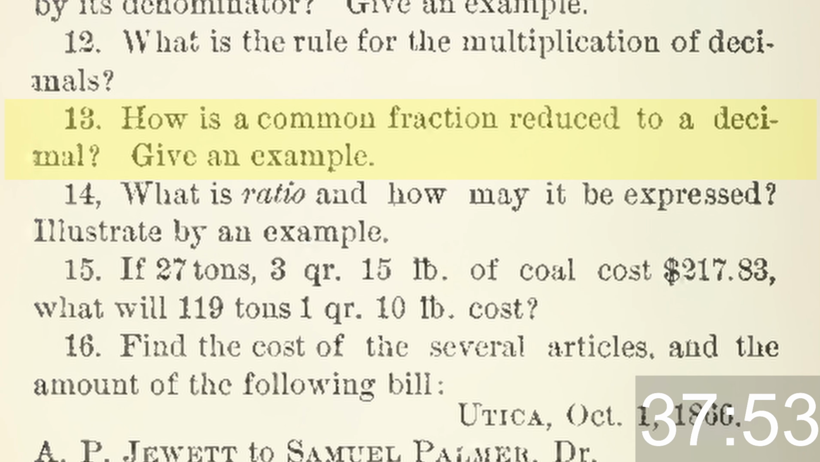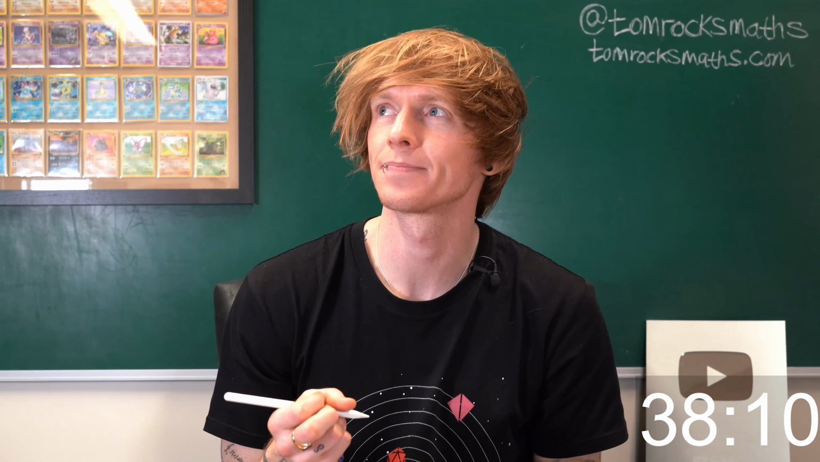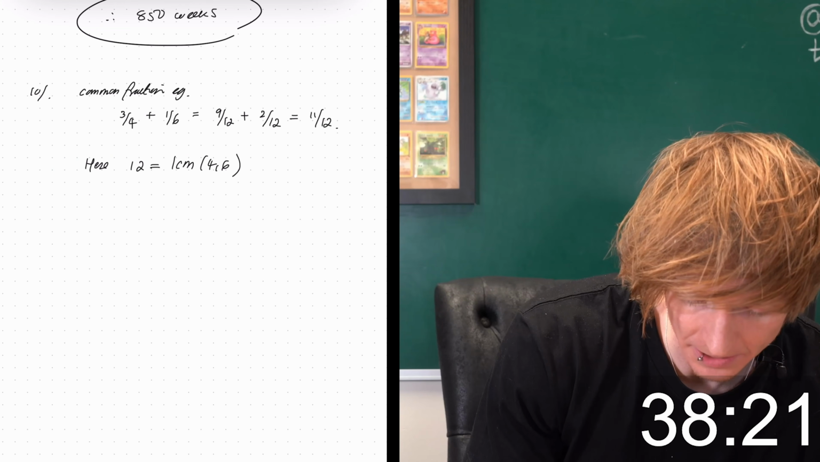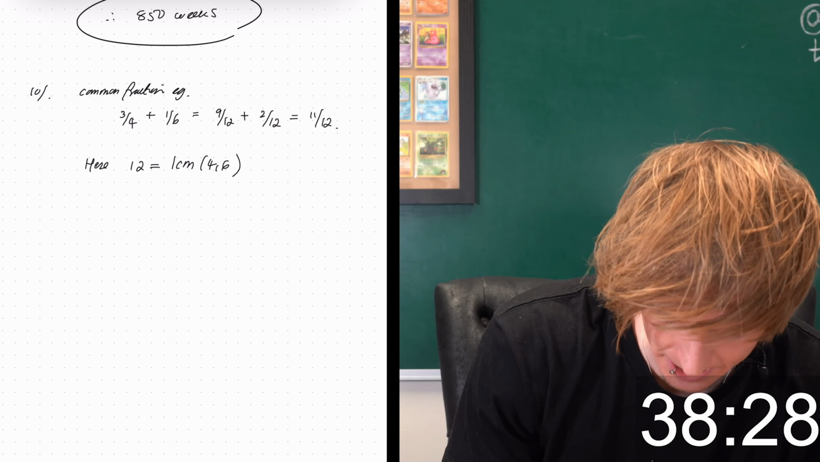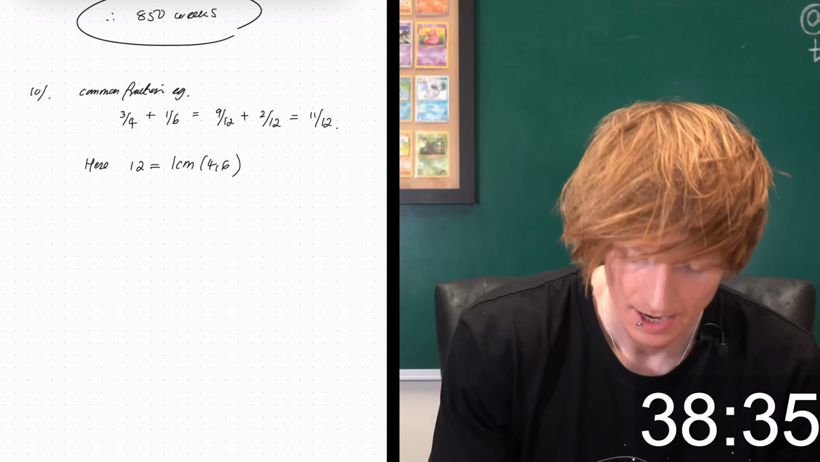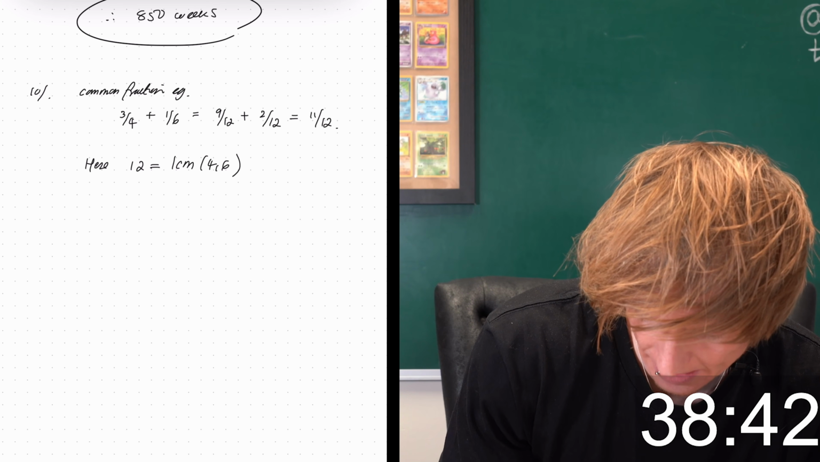Question 13. How is a common fraction reduced to a decimal? Give an example. I will very happily give an example because I have got no other way of explaining it. Okay, so I'm going to assume here it means you have 2 numbers, you would add them by putting them over a common denominator, which again, I'm interpreting to mean common fraction. You get an answer. So the answer I had above, e.g. 3/4 plus 1/6, which we said convert through the lowest common multiple into 9 out of 12 plus 2 out of 12. So we get the answer 11 out of 12.